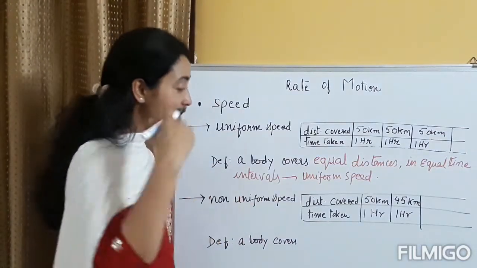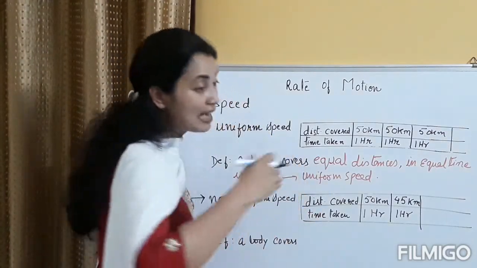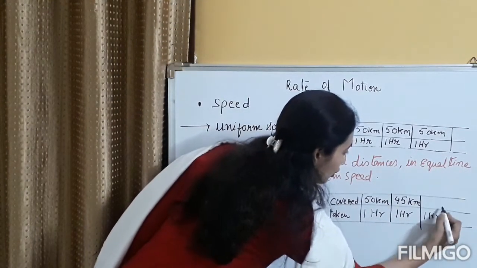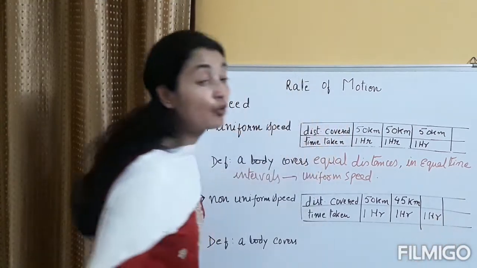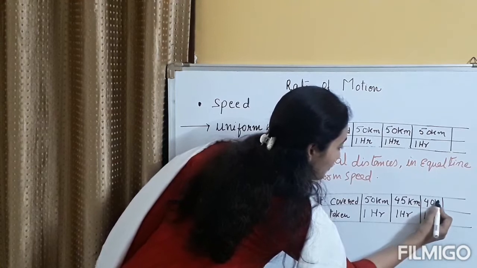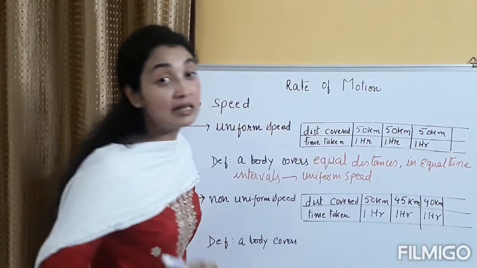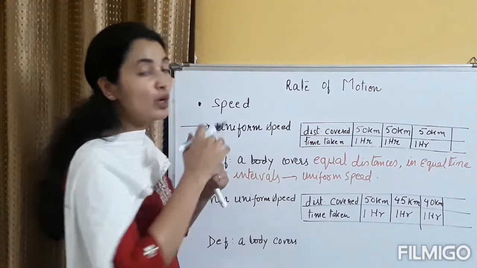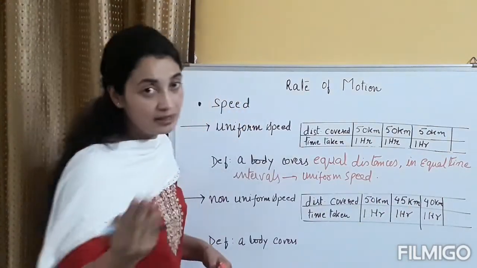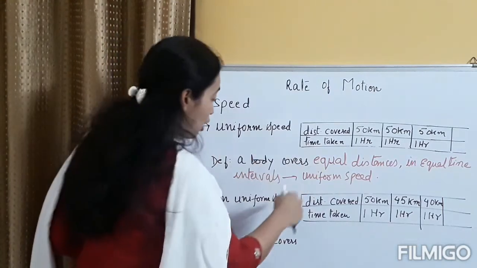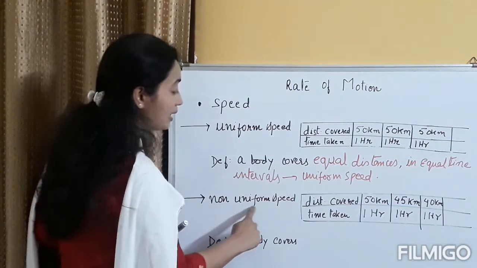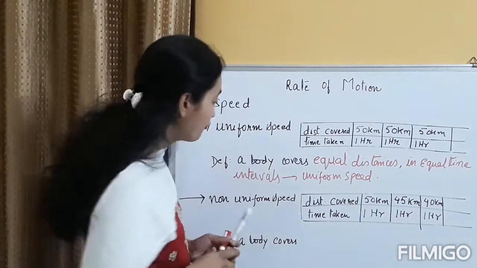Then again next 1 hour, that is from 9 to 10, 10 to 11 and 11 to 12. Next 1 hour you are keeping track and you can see that the traffic has increased even more. So you could only manage to cover 40 kilometers in the next hour. And now you are surprised. What happened? Why am I not able to cover that distance? It's because of the traffic. But now what do you call that type of speed? Yes, obviously the speed is going to be non-uniform speed.